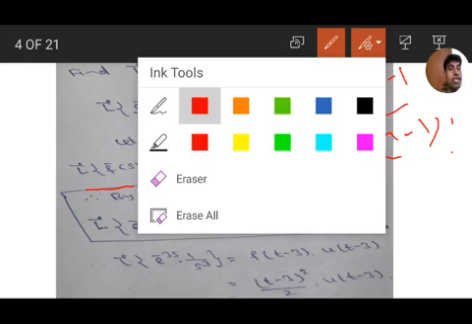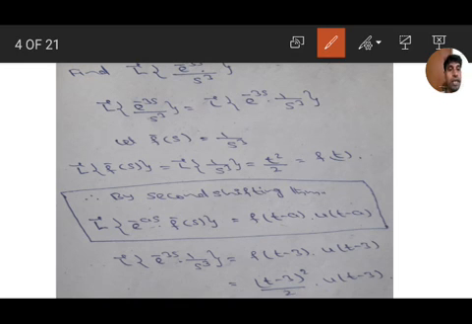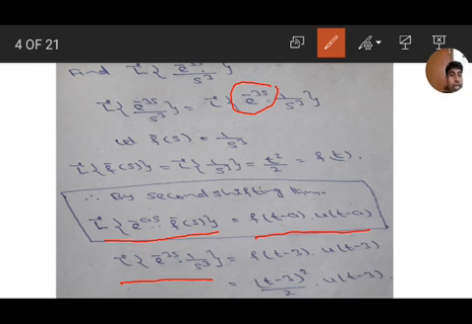So by using the second shifting theorem, we know that L inverse of e to the power of minus as into f bar s equal to f of t minus a into u of t minus a. Therefore here, e to the power of minus 3s, a equal to 3. Therefore we get L inverse of e to the power of minus 3s into 1 by s cube equal to f of t minus 3 into u of t minus 3. F of t minus 3 means in the f of t function, in place of t we have to substitute t minus 3.